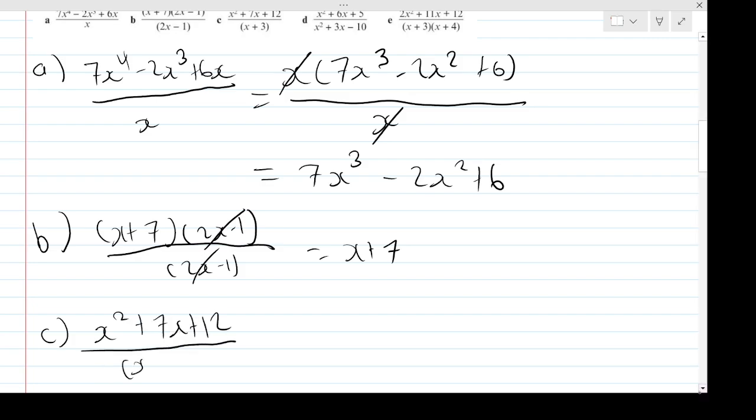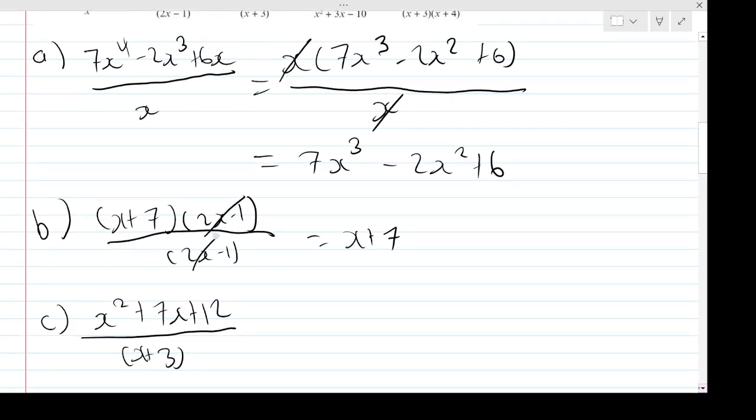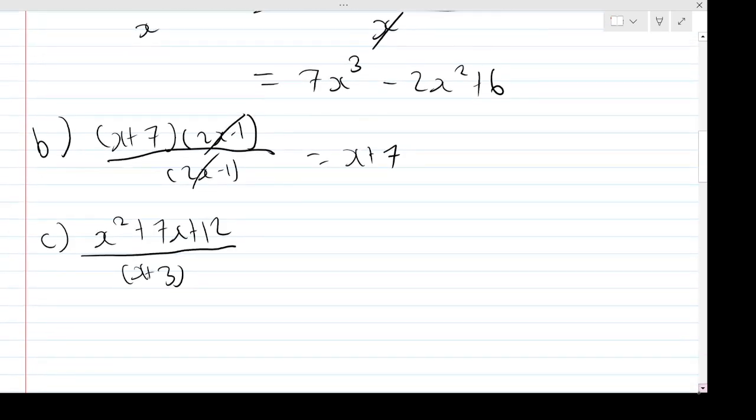Then part C, we have x squared add 7x add 12 over x plus 3. Well, we have the bottom as a nice factor, x plus 3, but not the top. It's just a quadratic term, so I need to get it into factors to see what I can cancel down. I know how to factorise a quadratic, so I'm going to do that down here.